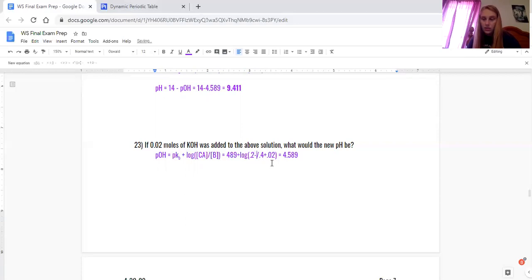And so we have to subtract it from our acid. 0.02 is what that's going to mean. So you're just going to solve that exactly how you just did a minute ago, except you get a different answer, obviously. So then we're going to end up with 4.522. And then we're gonna go through this whole thing again. And then we're going to come up with our answer of 9.478.